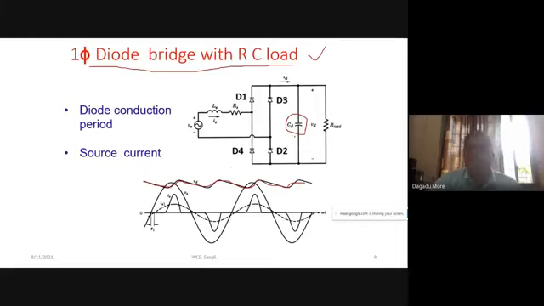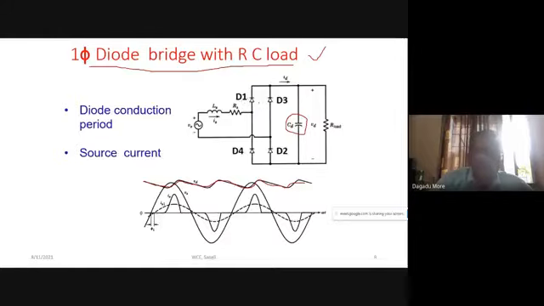Now if you put the capacitor, can the diodes conduct for 180 degrees? Can all these 4 diodes conduct for 180 degrees? Anybody? So what will happen to the conduction period? Here we have shown it. Okay, let us assume that.